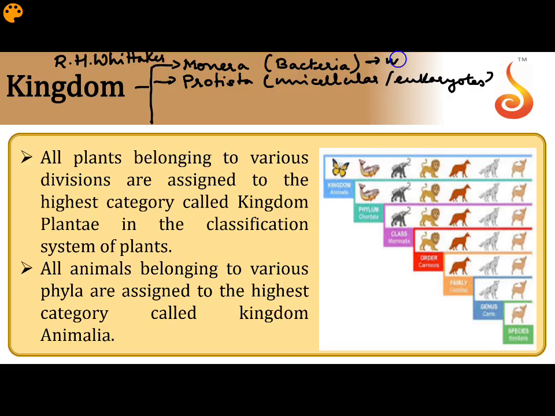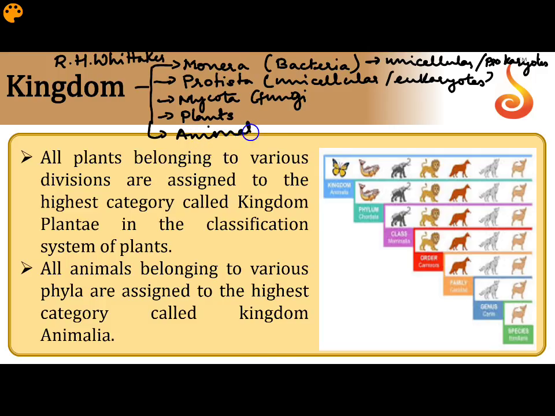In bacteria, they are also unicellular but they are prokaryotes. Then came Mycota, the fungi. Then plants, and finally the animals. These are the 5 kingdoms that we have. We do not consider viruses, hence virus is not placed under any of them.